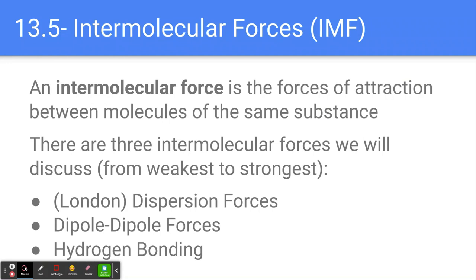Now we're going to get into the big topic of this unit, which is intermolecular forces. The intermolecular forces really determine a lot of the different functions of a liquid and what their properties are like. So an intermolecular force, or IMF, you're going to hear me use the term IMF a lot. That just represents intermolecular force. And those forces are the attraction between molecules of the same substance.